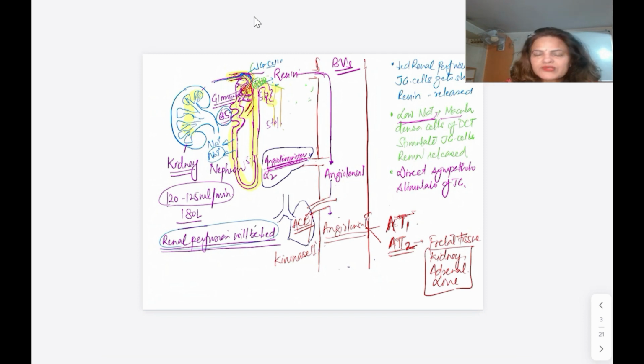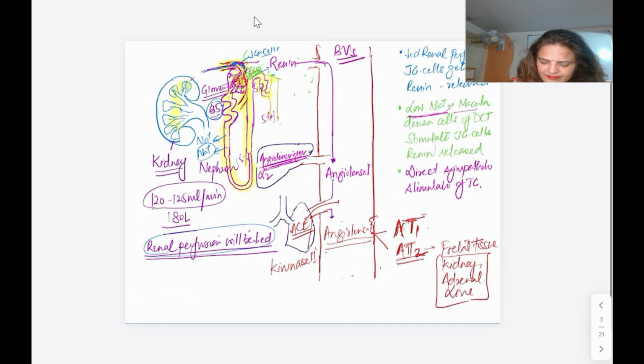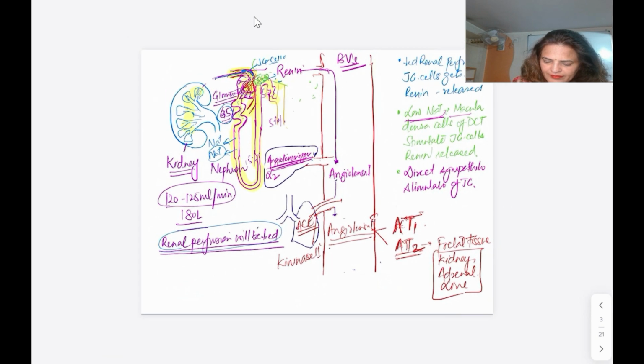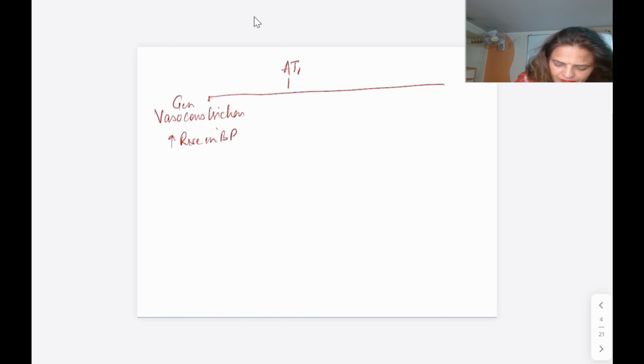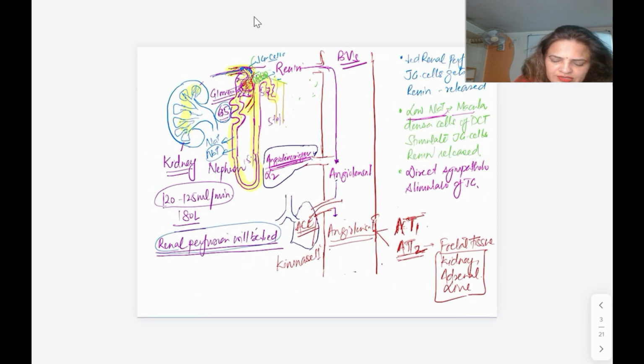So number one, it is going to cause a generalized vasoconstriction. So this AT1 is going to act on the blood vessels and cause a generalized vasoconstriction, which is going to cause a rise in blood pressure.